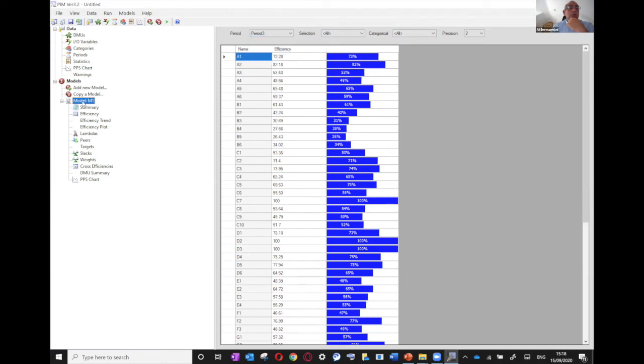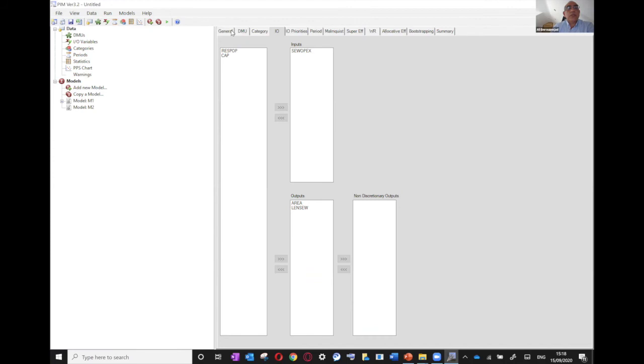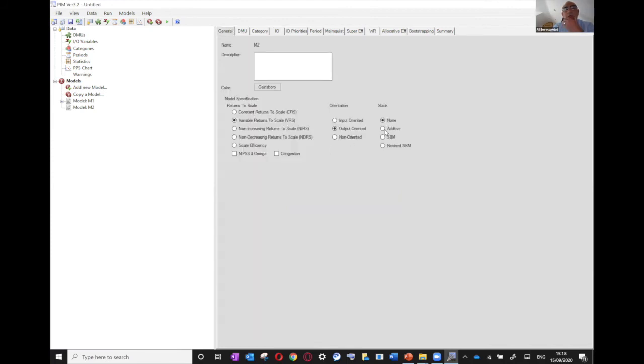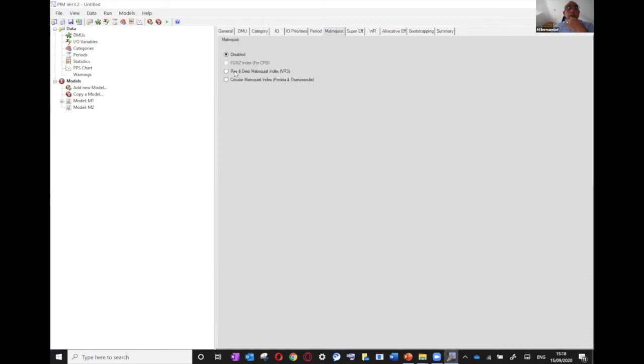Once you develop a model, you can keep this model and create another model. So I simply copy model 1 to model 2 because I don't want to lose the information that has already been generated by model 1. On model 2, I'm going to change some of the parameters. For example, I'm going to change from output oriented to input oriented. I'm also choosing the Malmquist index, for example. This is a variable return to scale Malmquist index, so it is radial Malmquist index in this case.